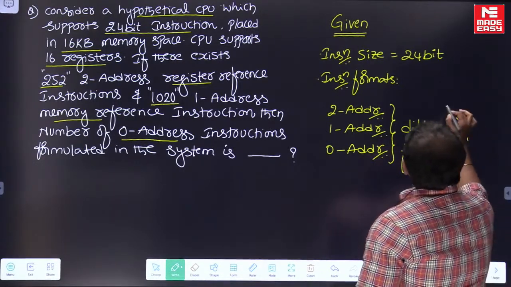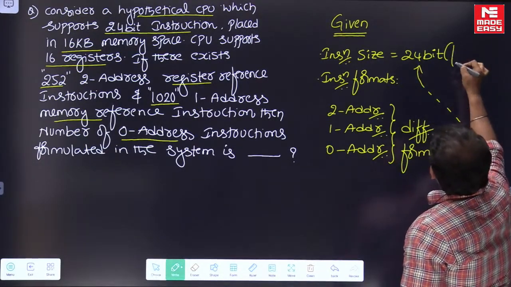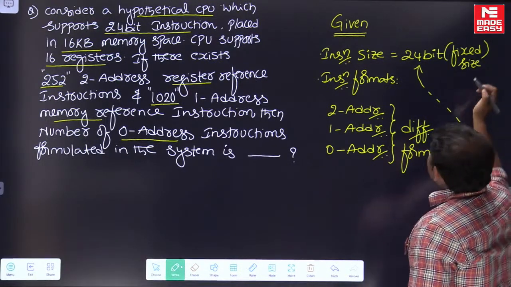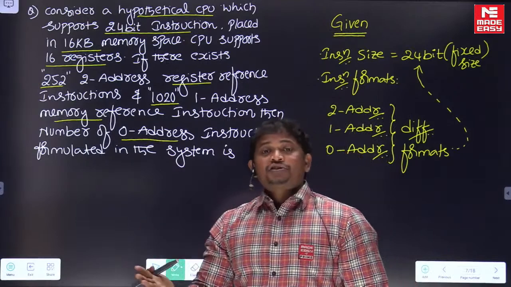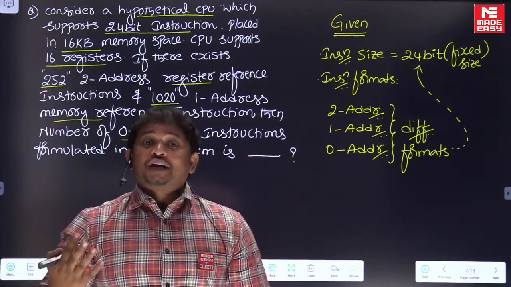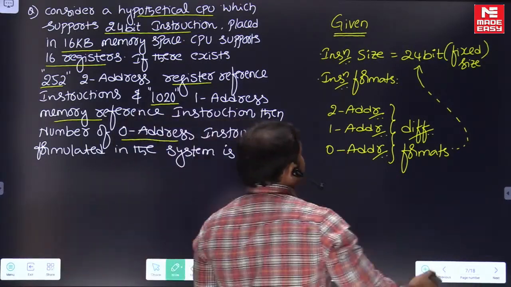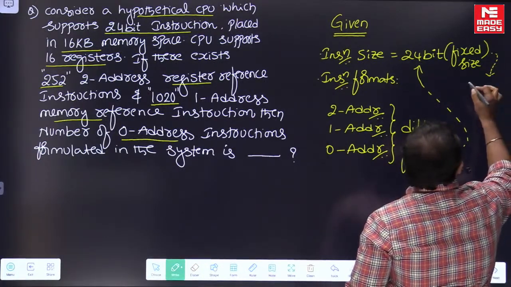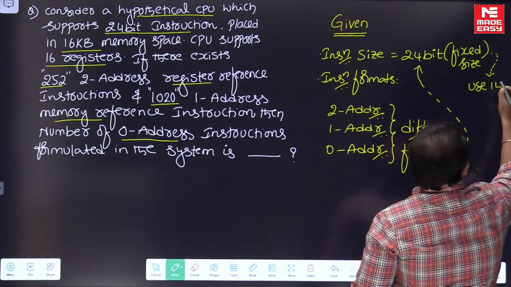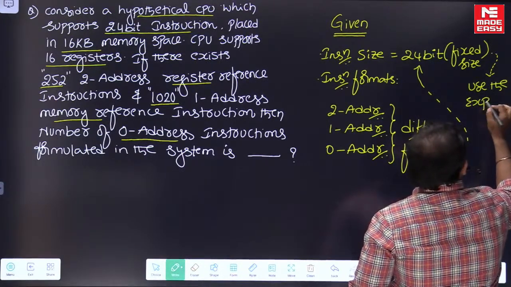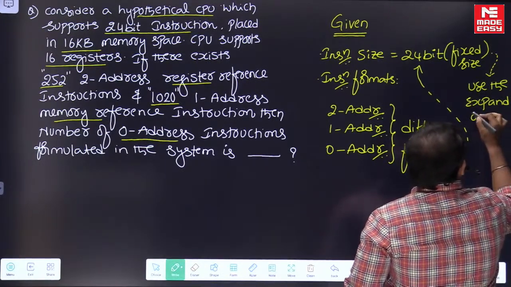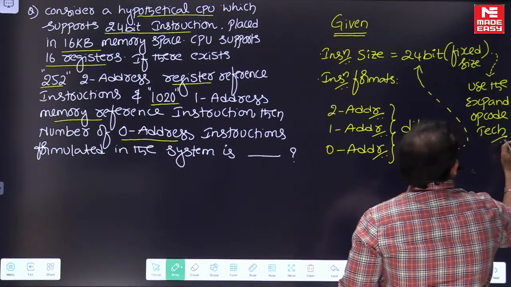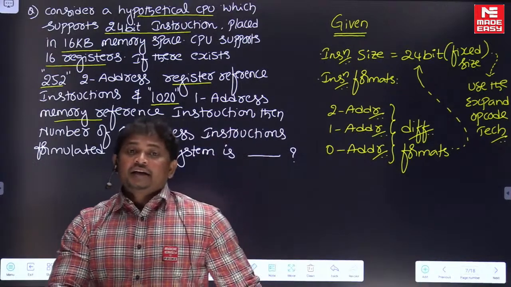All the formats have the same size, fixed length. The two-address instruction is 24 bits, the one-address instruction is 24 bits, the zero-address instruction is also 24 bits. So when different formats are implemented on a fixed length, use the expand opcode technique. This you know. So apply the expand opcode technique and solve it.